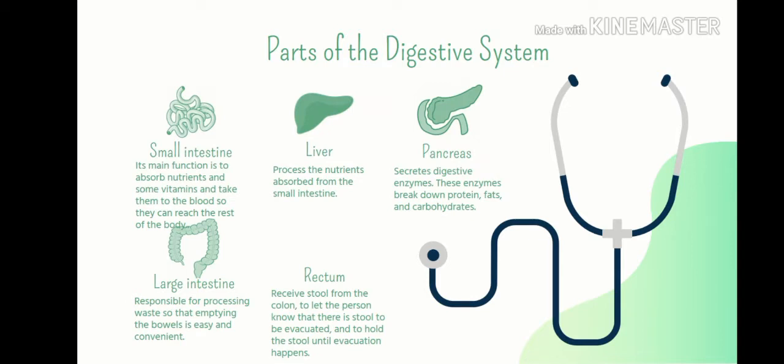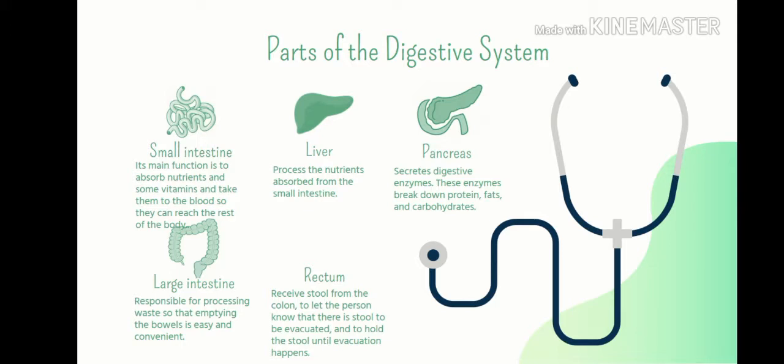Then we have the small intestine. Once the chyme passes through the pylorus, it arrives at the first part of the small intestine, also called the duodenum, where the chyme is mixed with pancreatic juices and bile. It connects the stomach to the large intestine, and its main function is to absorb nutrients and some vitamins, and to take them to the blood so they can spread through our whole body. The contents of the small intestine start out semi-solid and end in liquid form after passing through all the organ.